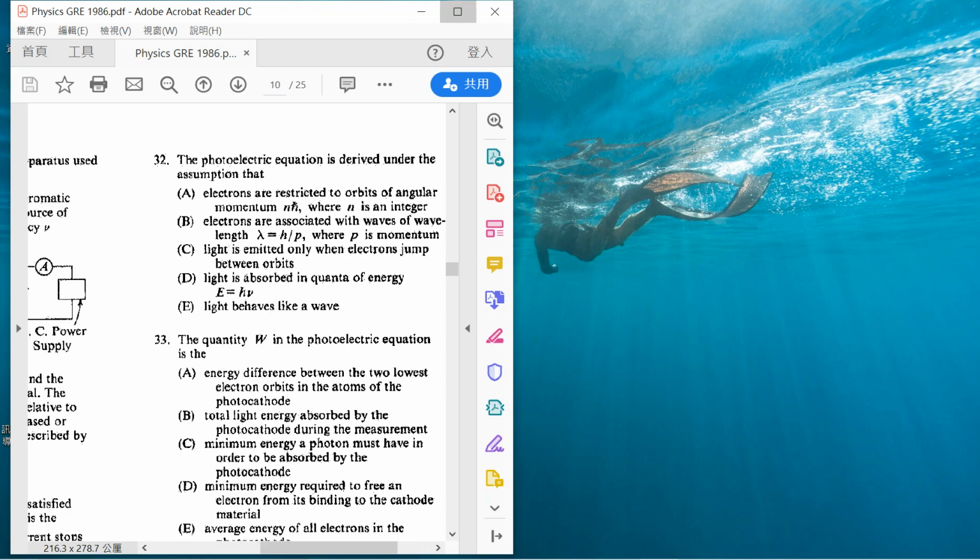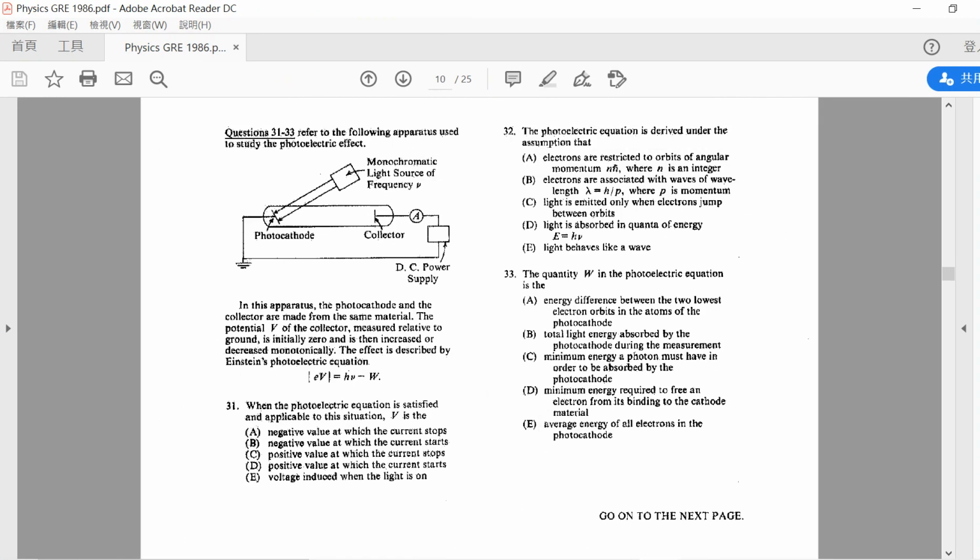So today we keep solving our physics subject GRE. And this problem is simple. It's called photoelectric. And so this is very simple. So 31, I think everyone knows about the devices and the basic equation, basic Einstein photoelectric. And 31 asks you why the photoelectric equation is satisfied in an application situation. It asks about V. What's the meaning of V? What's the meaning of E?